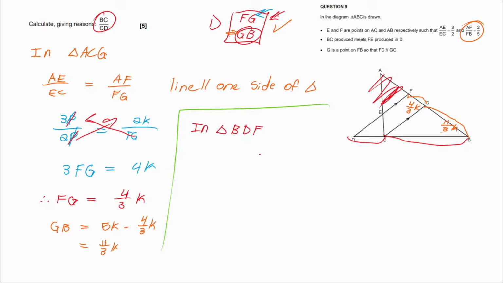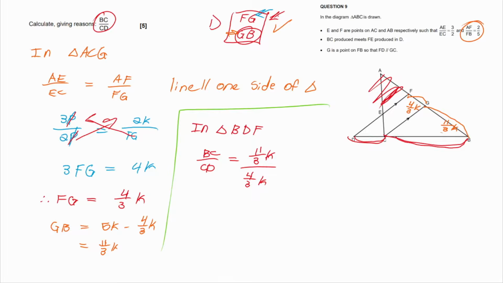When I'm working in that triangle, what we have is FG over GB is equal to, no, sorry, it needs to be the other way around. So let me actually start with BC over CD. BC is this thing over here. BC correlates to 11 over 3K, and CD over here correlates with 4 over 3K.